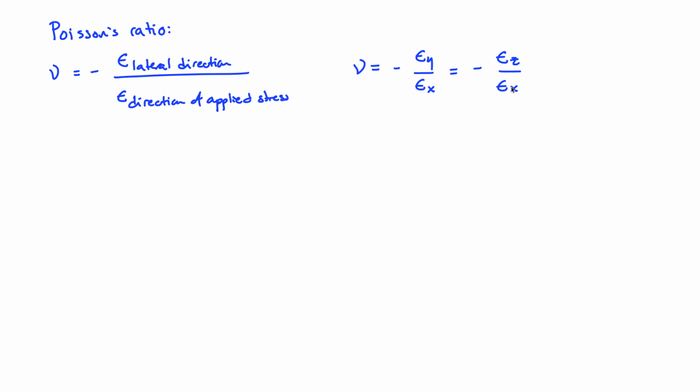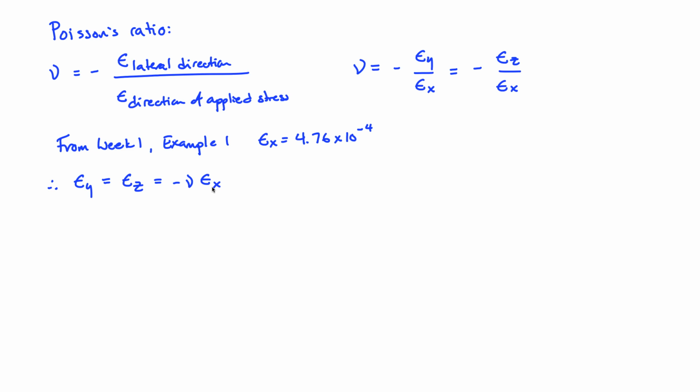So in week 1, we calculated the strain in the x direction. That's the strain in the direction of the applied stress in this case. And now we want to calculate epsilon y and epsilon z. So from week 1, example 1, we had that the strain in the x direction was equal to 4.76 times 10 to the minus 4. So therefore I can just write that epsilon y is going to equal epsilon z, and that's equal to minus the Poisson's ratio nu times epsilon x.